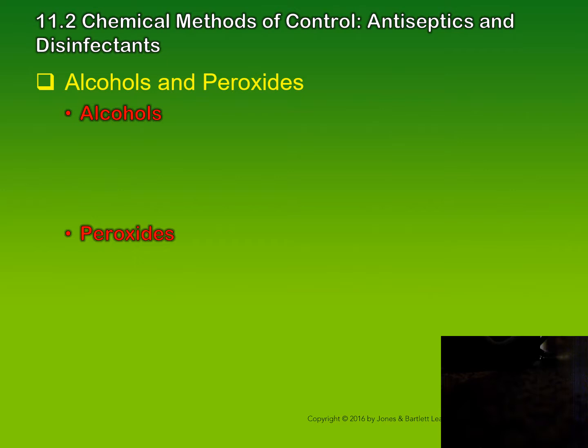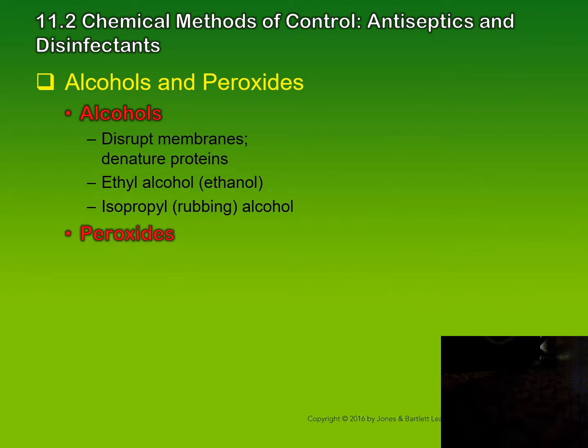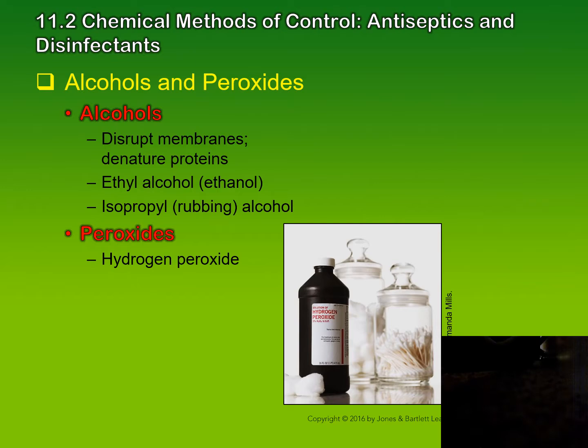Alcohols and peroxides. Alcohols are going to disrupt the cell membranes and denature the proteins. And alcohol or ethanol is sort of your go-to method. Isopropyl or rubbing alcohol is another good one. The advantage of ethanol is that it's safe to humans if the human should consume it. Isopropanol is not safe for humans. If you consume isopropanol, you run a very high chance of blindness. Okay. Hydrogen peroxide is an ideal cleaning agent. Benzoyl peroxide is also used.